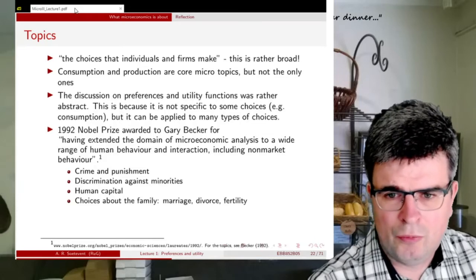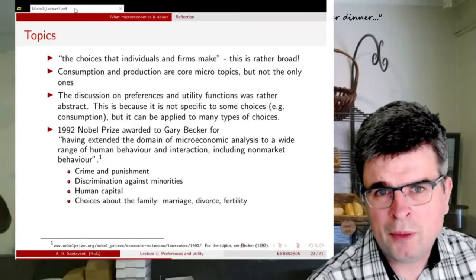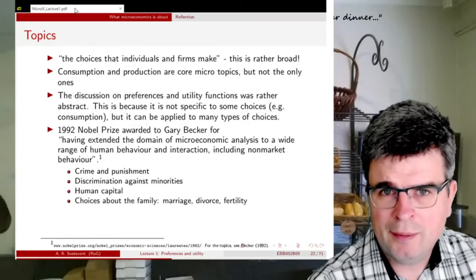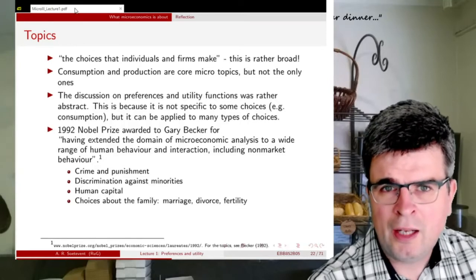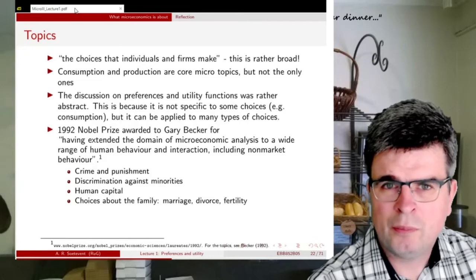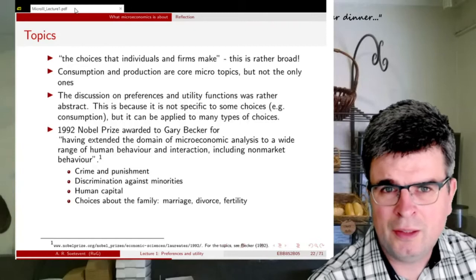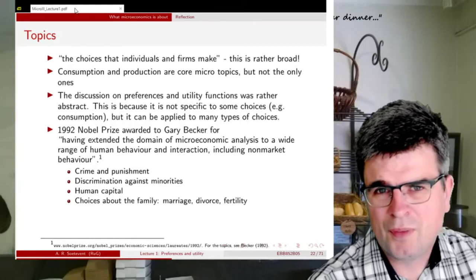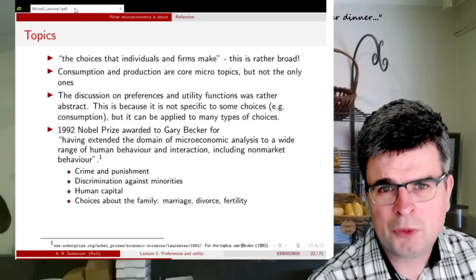So one example is that nowadays there are more women with higher education than men. So a lot of higher educated women have problems with finding a higher educated partner. So there are many books about that.